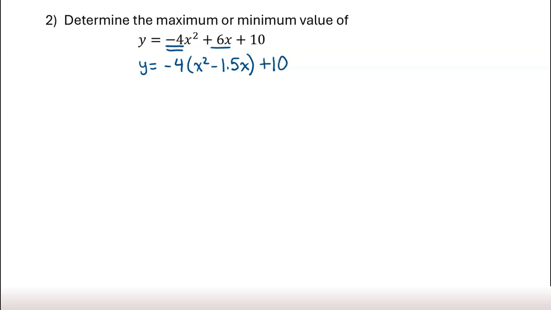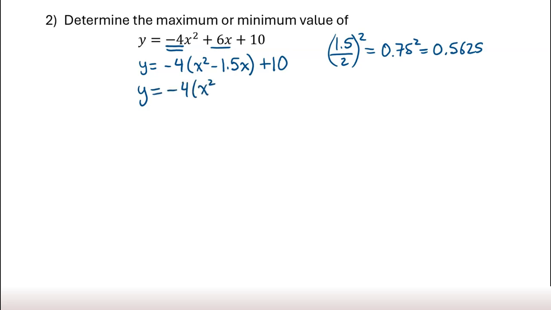So now what we're going to do is take the 1.5, divide it by 2, which gives me 0.75, and square it. Now notice that 0.75 is going to come back in a minute here. So 0.75 squared becomes 0.5625. What we do with that number is add it and subtract it inside the brackets, changing nothing but really changing it into the form we want. So we're going to add it and then subtract it again.